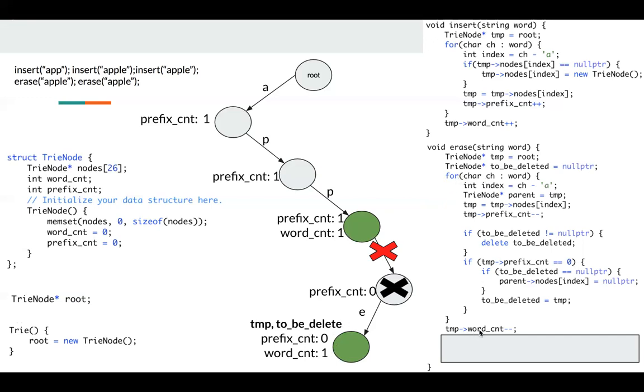We just decrease the word count from 1 to 0. At last, I still need to check, since for my last node, this leaf node, it still hasn't been deleted, so I will do the last check. If to-be-deleted is not null, I should delete it. Okay, so now we clean up our memory.